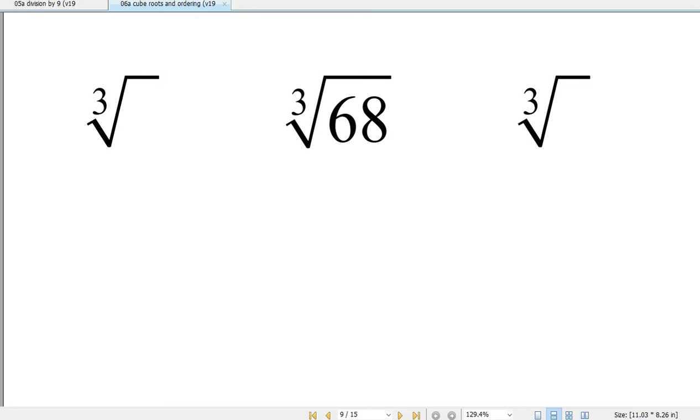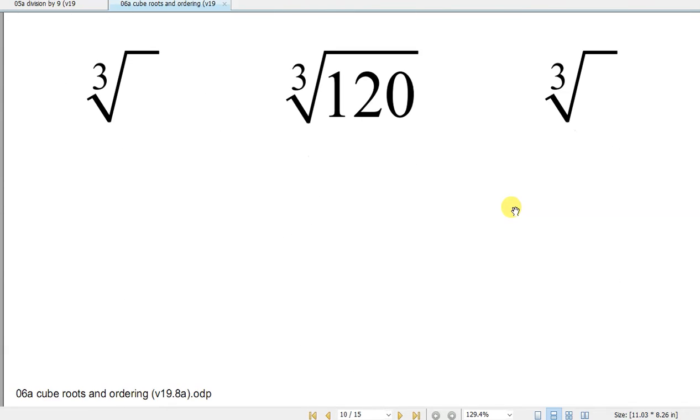And it's a lot closer to the 4, isn't it? Look how close it is down here. 64 to 68, it's really close. This is a big jump. So it's really close to the 4. So let's call it a 4.1. And that's how I approximate a cube root.